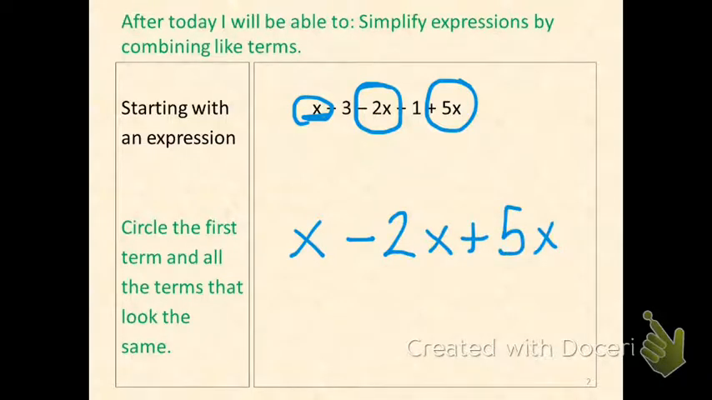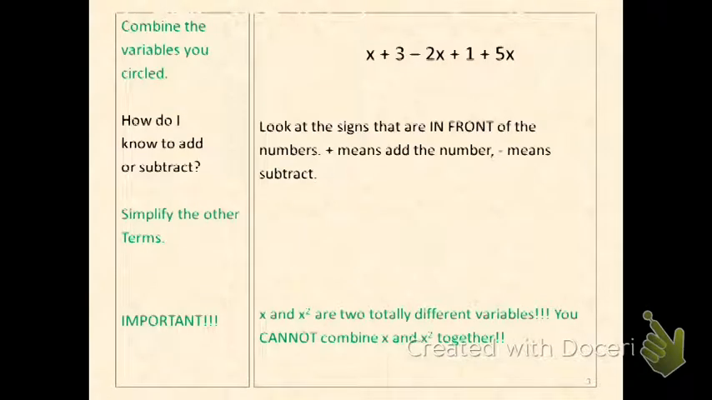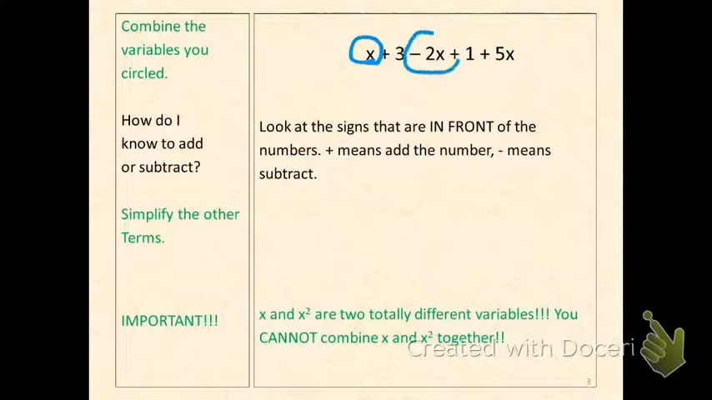The regular numbers that we've got here, the 3 and the 1, we're going to worry about those in a little bit, but for now, we're only focused on the x, the 2x, and the 5x, which we have simplified to x minus 2x plus 5x. After we circle that, we are going to combine those variables that we circled. So for this problem, we're going to be combining the x, the minus 2x, and the plus 5x.